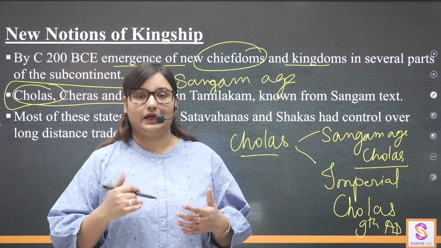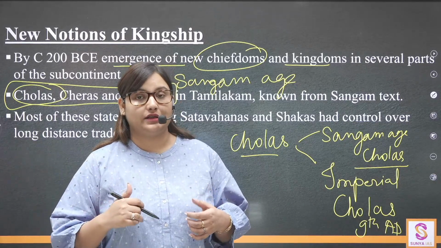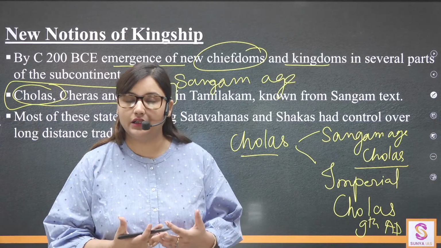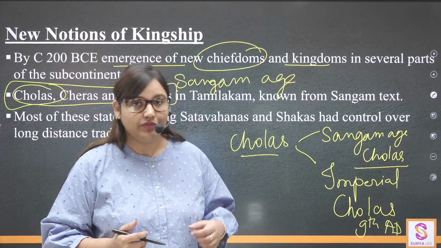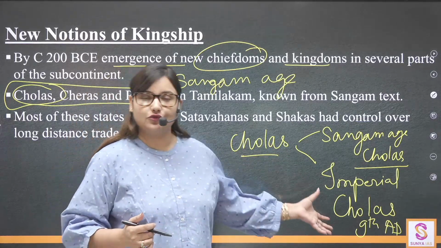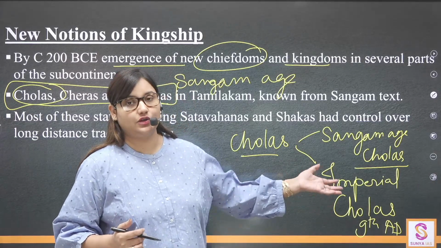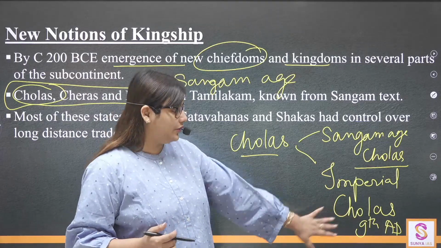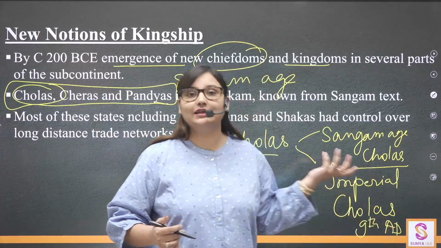They will capture parts of Java, Sumatra, Malaya, and they will go to Indonesia also. They'll make Hindu temples there. The temple in Angkor Wat is a very famous example. So you'll see the rise of Cholas and their expansion towards Sri Lanka and Java, Sumatra, Malaya, Indonesia. That we will discuss when we come to 9th century AD. But as you know, we are not discussing AD right now, we are still in BC, right?